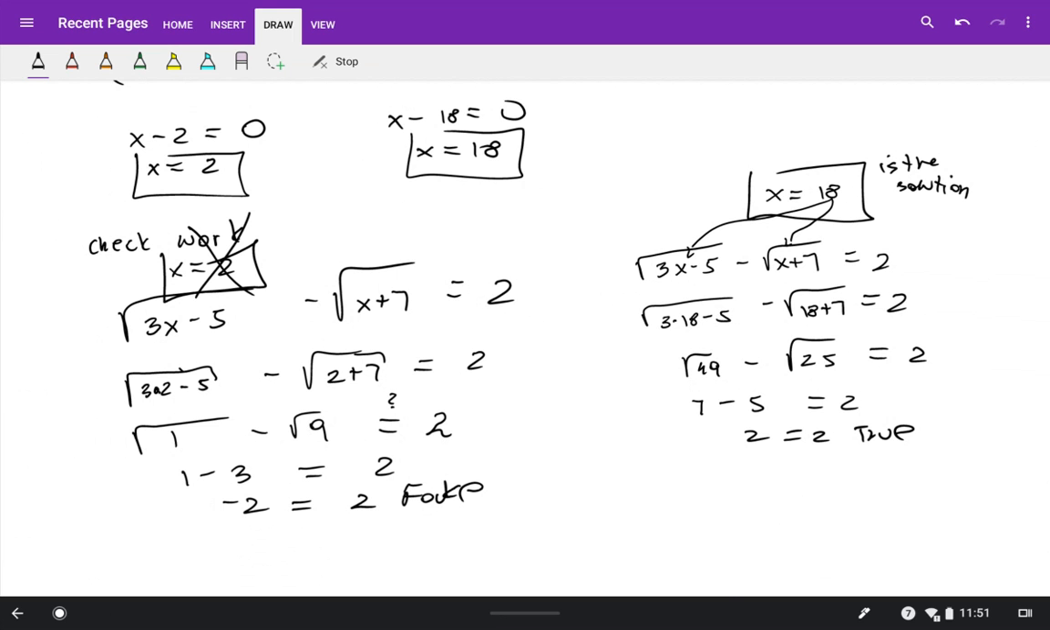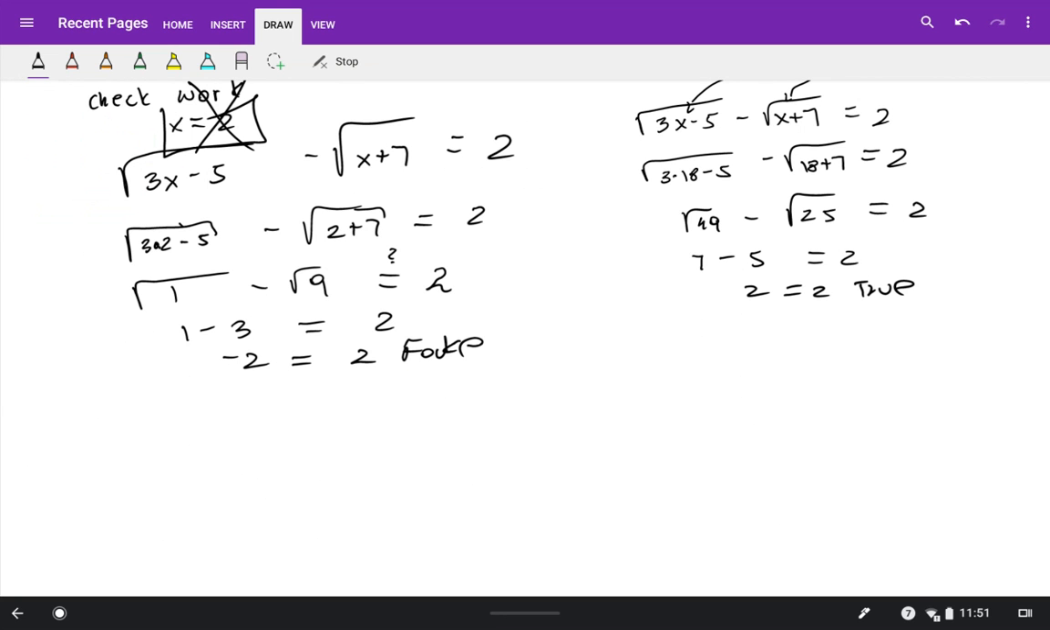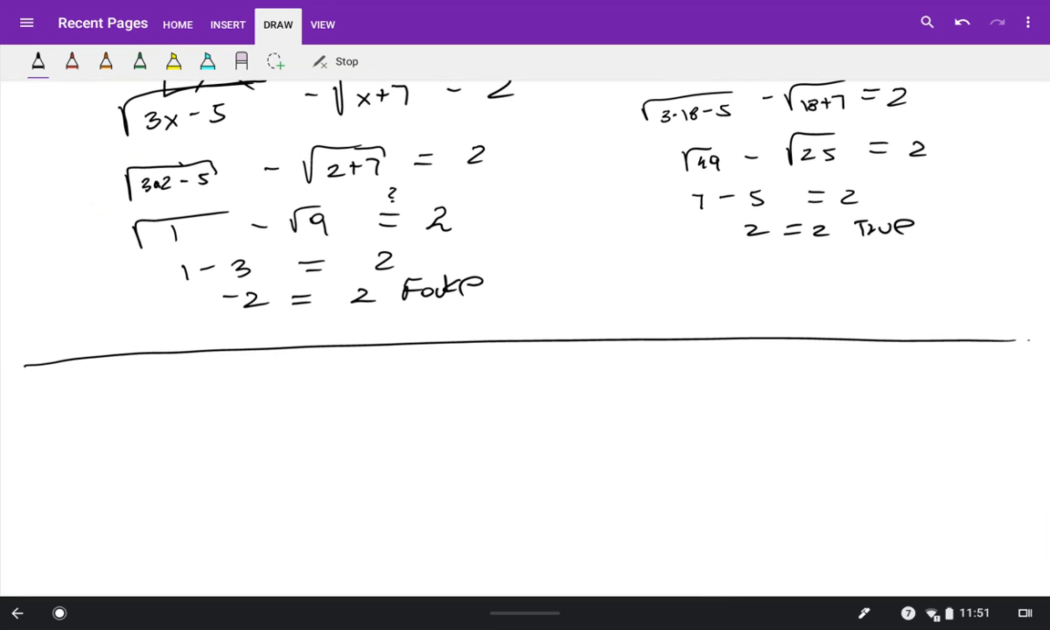Okay, so next in this section, I want to cover solving equations. We're going to focus on, so this is like the second objective, solving equations quadratic in form, and I will give you an example.